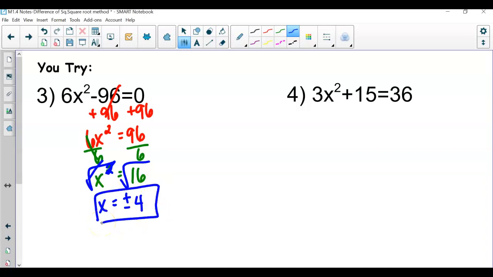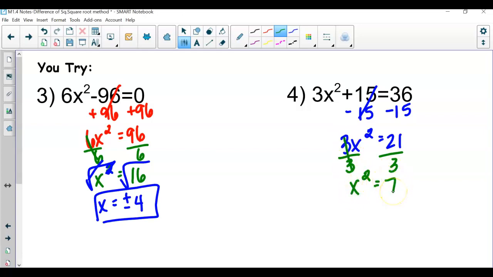And for number 4, here we go. We're going to subtract that 15, the opposite operation. So 3x squared is now equal to 21. Sorry about that, I said 24 earlier. Then x squared is still being multiplied by 3. Divide by 3. X squared is equal to 7. And that last step, because of the x squared, what do we have to do? Take the square root. So notice how you end up with x is equal to square root of 7. Well, that's prime and you can't simplify it. So just leave it positive and negative square root of 7.